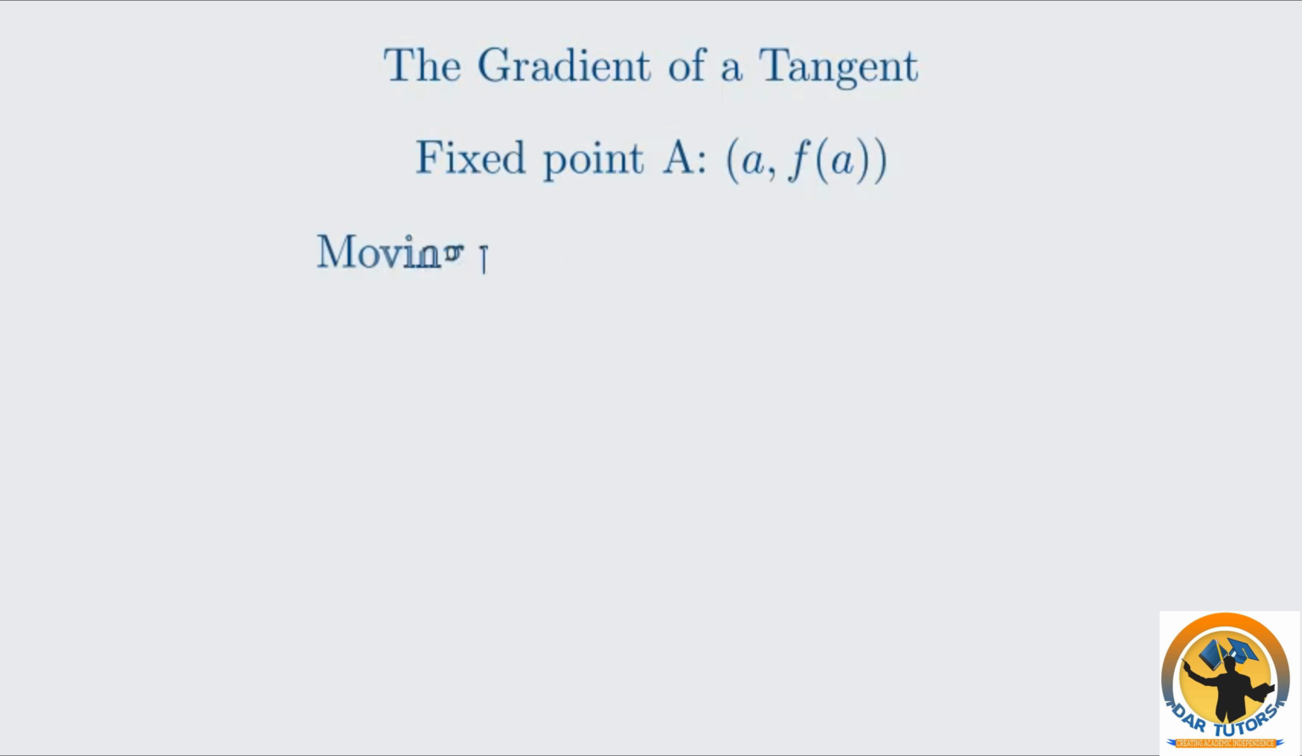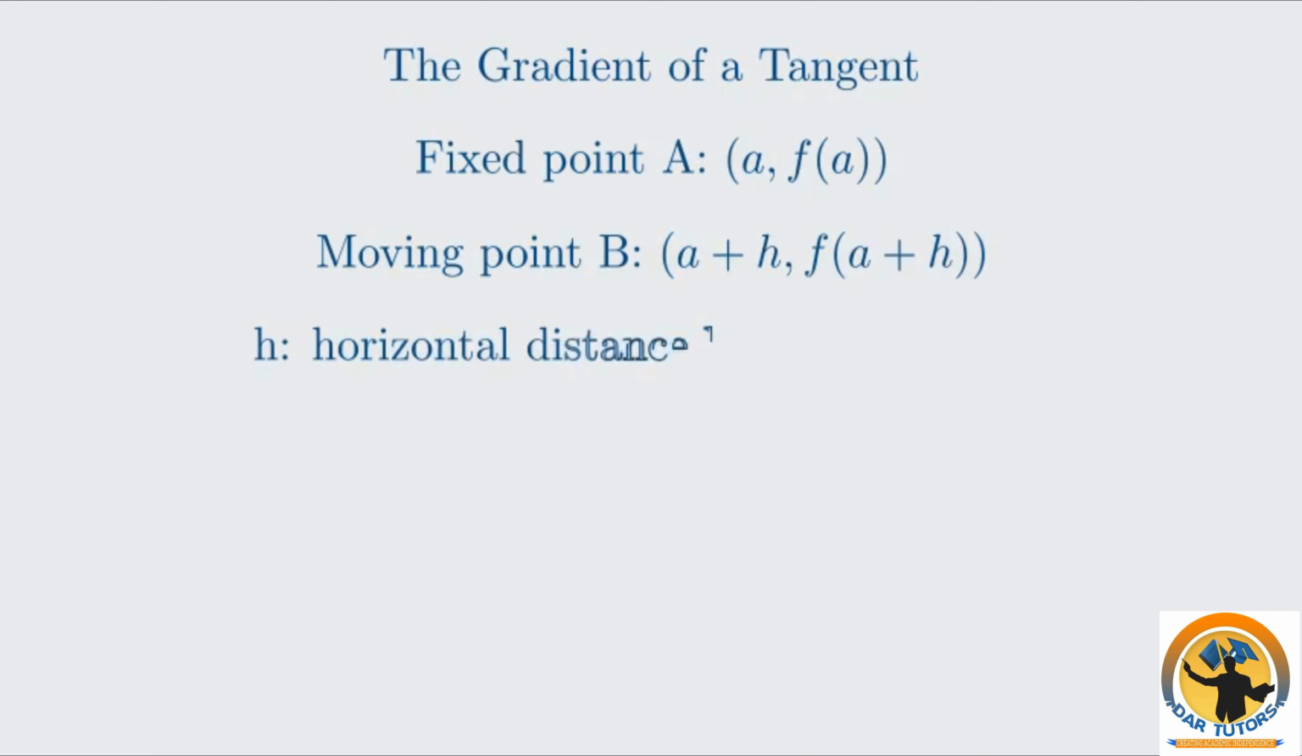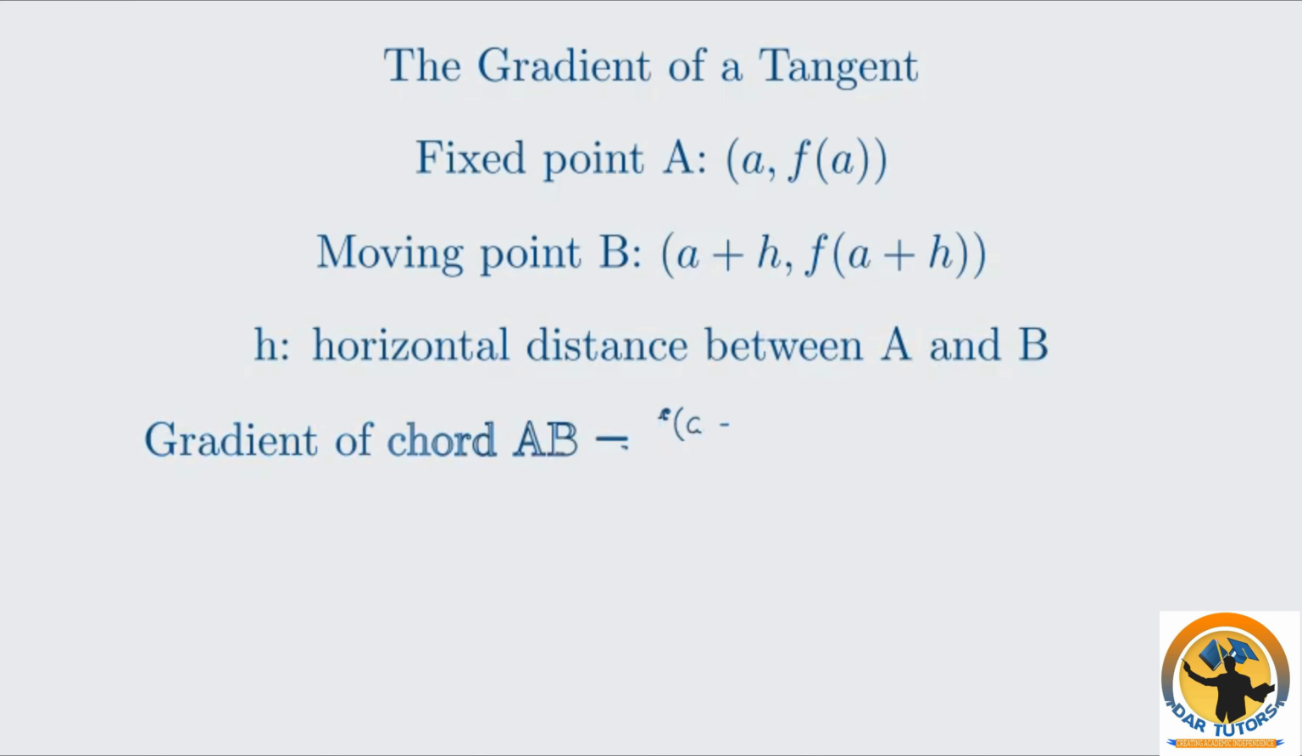Let's rename the points. Let the fixed point be A at (a, f(a)). Let the moving point be B at (a + h, f(a + h)). Here, h represents the horizontal distance between the 2 points. The gradient of the chord AB is f(a + h) − f(a), all divided by h. This is the same formula as before, just with different notation.